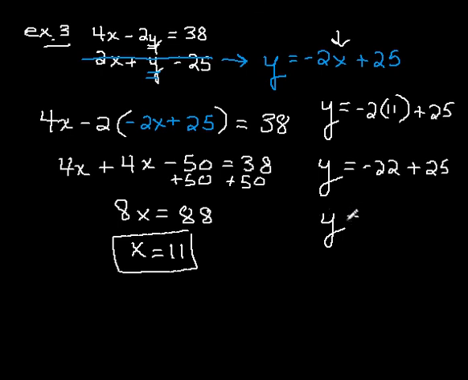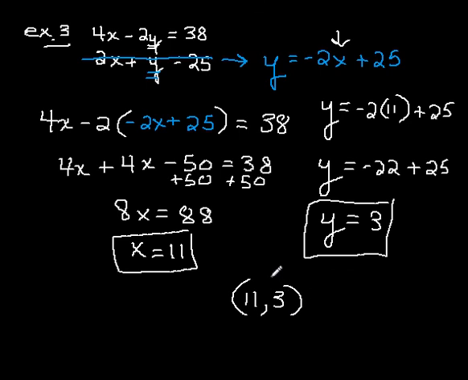And we get y equals, we should be getting, for some reason I'm getting the wrong answer here. Never mind, it's perfectly fine. Y equals 3. And you would write your ordered pair 11, 3. That's where the two lines intersect. That's the point where they intersect. Alright, hopefully that was helpful.